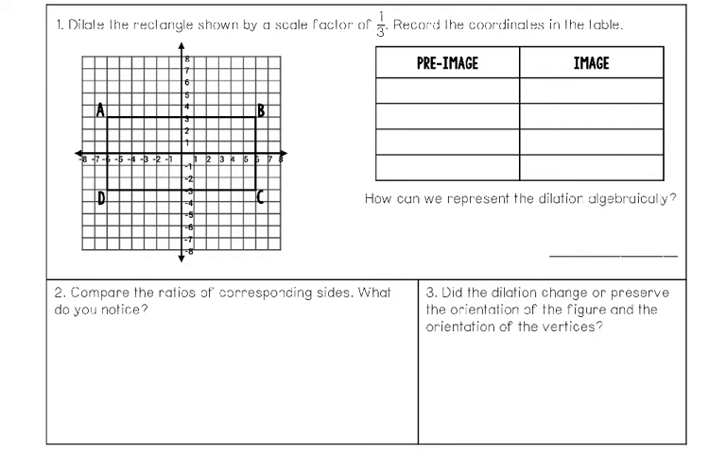All right, so keeping all that in mind, it's time to practice it. Let's start with our first example. It says dilate the rectangle shown by a scale factor of 1/3. Record the coordinates in the table. We're going to put our coordinates for the pre-image here and then the image here.